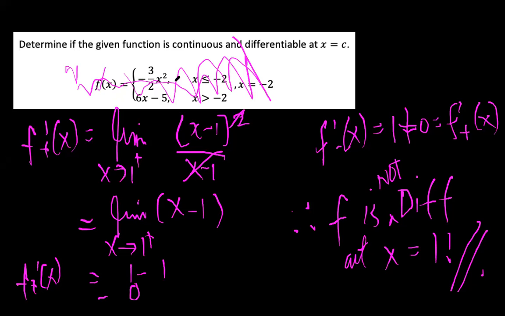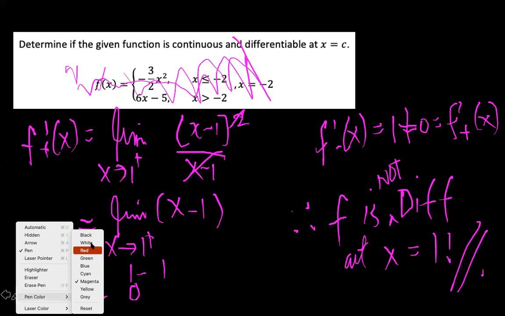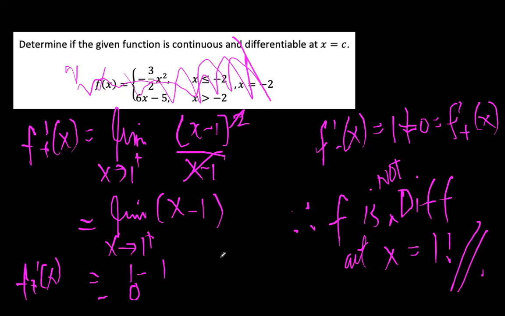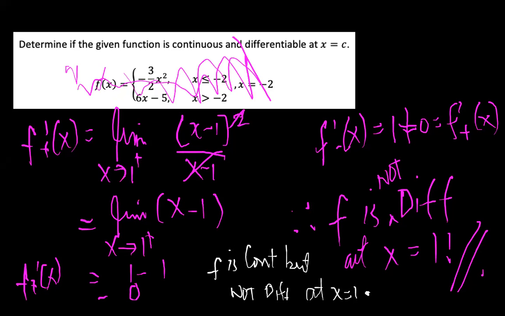Okay, again, this example number 2 is continuous. So let's write the summary. Okay, so we will not be confused again. So f is continuous but not differentiable at x is equal to 1. So this is our conclusion.